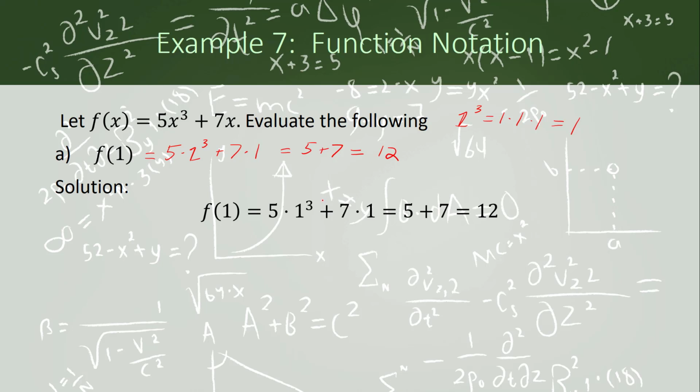Okay, here's the next part. Evaluate f of a. Now, once again, this is our argument. The argument is the letter a. Whenever we see an x, we just simply replace it with an a. So this is going to be equal to 5, instead of x cubed, we're going to replace the x with an a cubed, plus 7a, and that is it.